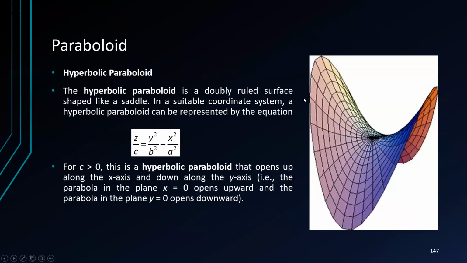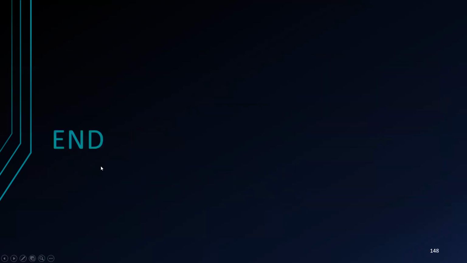A hyperbolic paraboloid is a doubly ruled surface shaped like a saddle. In a suitable coordinate system, a hyperbolic paraboloid can be represented by the equation z/c = y²/b² - x²/a². For c greater than 0, this is a hyperbolic paraboloid that opens up along the x-axis and down along the y-axis. The parabola in the plane x = 0 opens upward and the parabola in the plane y = 0 opens downward. So this is the end of solid analytic geometry, and this topic.